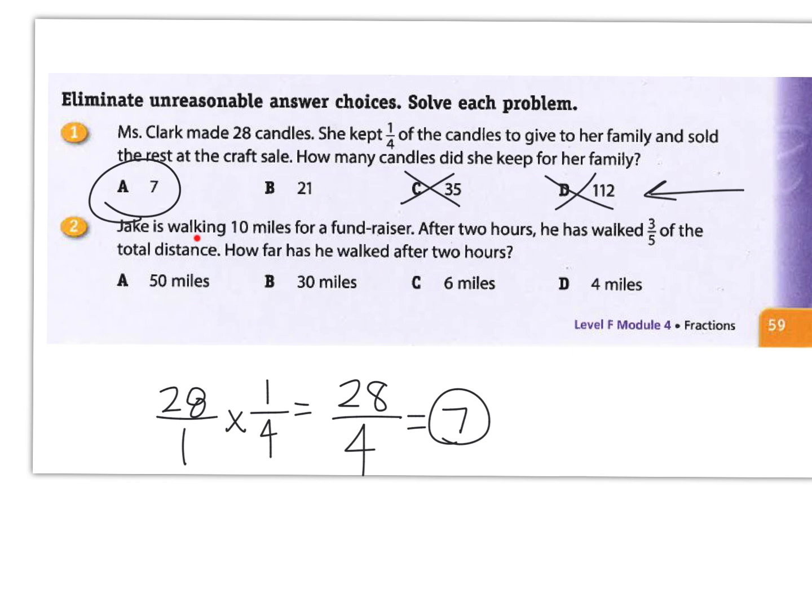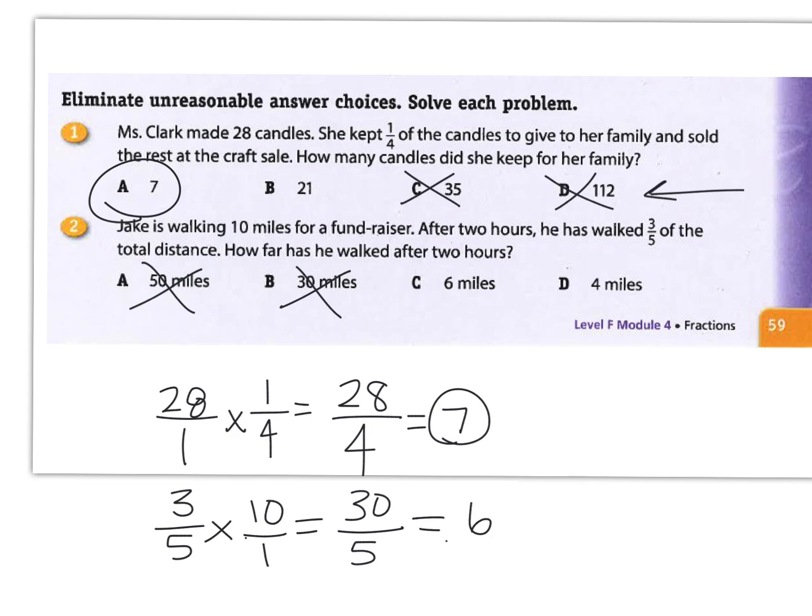Number 2 says, Jake is walking 10 miles for a fundraiser. After 2 hours, he has walked 3/5 of the total distance. How far has he walked after 2 hours? Well, he's walking 10 miles, so we know for sure it can't be 50 or 30, because that is more than 10. And plus we're doing 3/5 times 10 miles, so we do 10 over 1. So then we get 3 times 10 is 30, 5 times 1 is 5, 30 divided by 5 is 6. So far he has walked 6 miles.